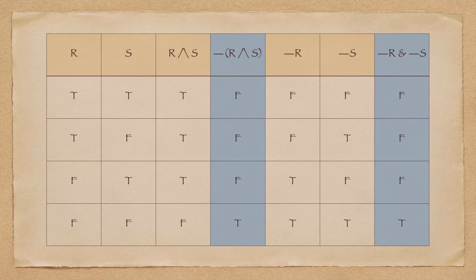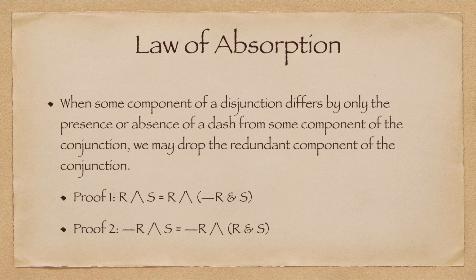Let's move on to our third law for this video, the law of absorption. This law states that when some component of a disjunction differs by only the presence or absence of a dash from some component of the conjunction, we may drop the redundant component of the conjunction. That's a lot of words. Let's take some time to unpack it.